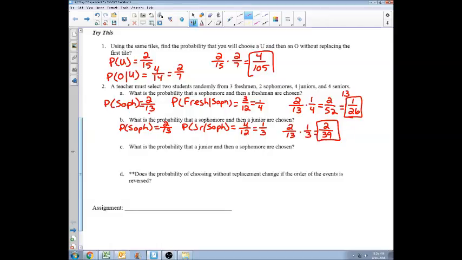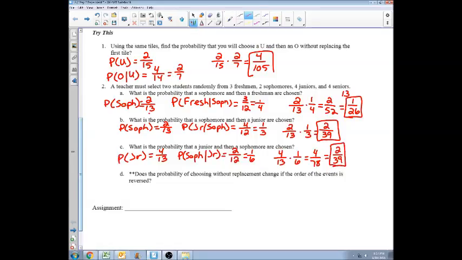What is the probability that a junior and then a sophomore are chosen? So I'm just going to flip which one is chosen first and which one's chosen second. So the probability of a junior would be 4 out of 13. Then it's the probability of a sophomore given a junior has been polled. Well, that would be 2 out of 12, which would simplify to 1 out of 6. I would multiply those two together, so 4 out of 13 times 1 out of 6 would be 4 out of 78, which can be simplified into 2 over 39.